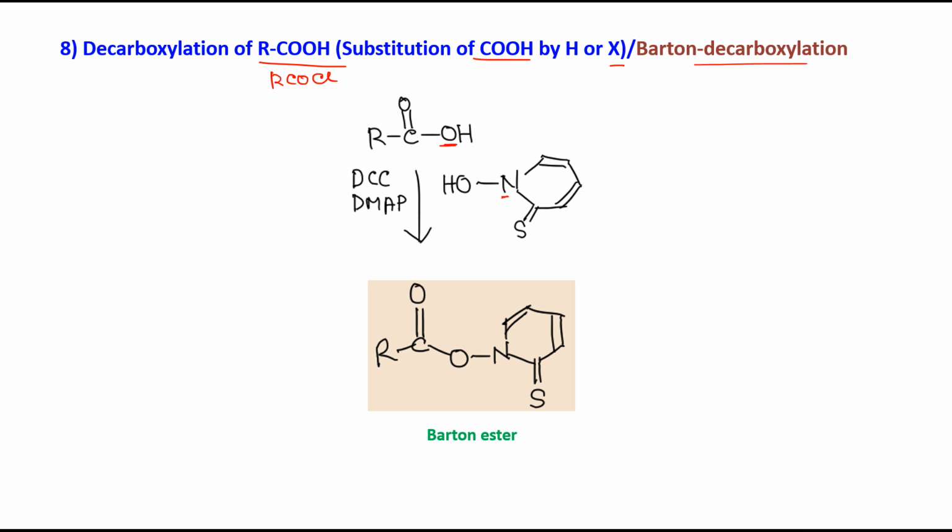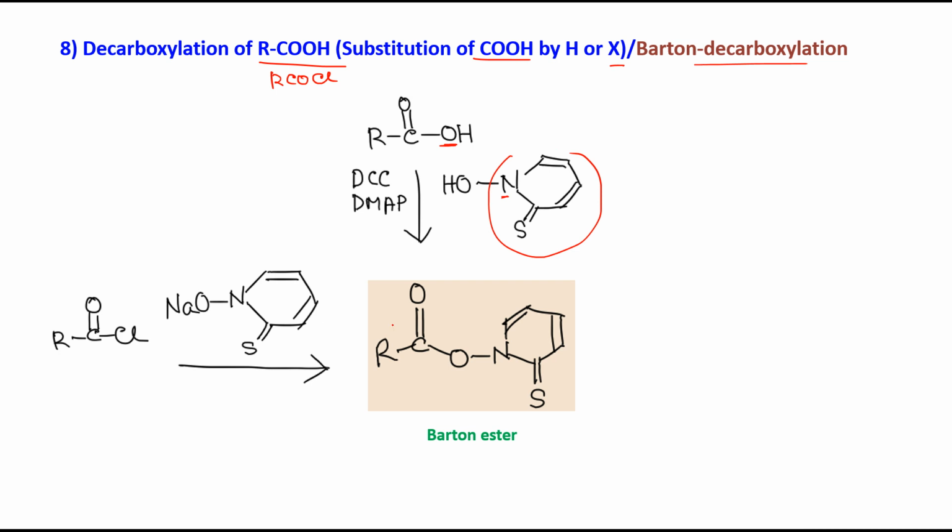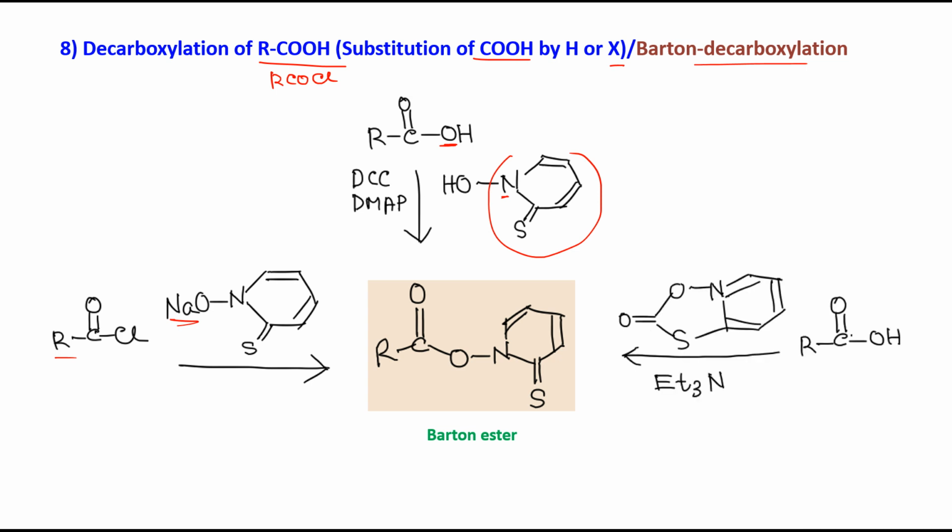Now this ester we can also make by some other method. See, keeping the basic structure same, that is this part, we can also take sodium salt, and now we have taken RCOCl. We are also getting the same Barton ester. Another way, again keeping the basic structure same, just focus on this part, it is a little different. Again we have started from RCO2H and we are getting Barton ester. So different ways are there by which we can make this Barton ester.